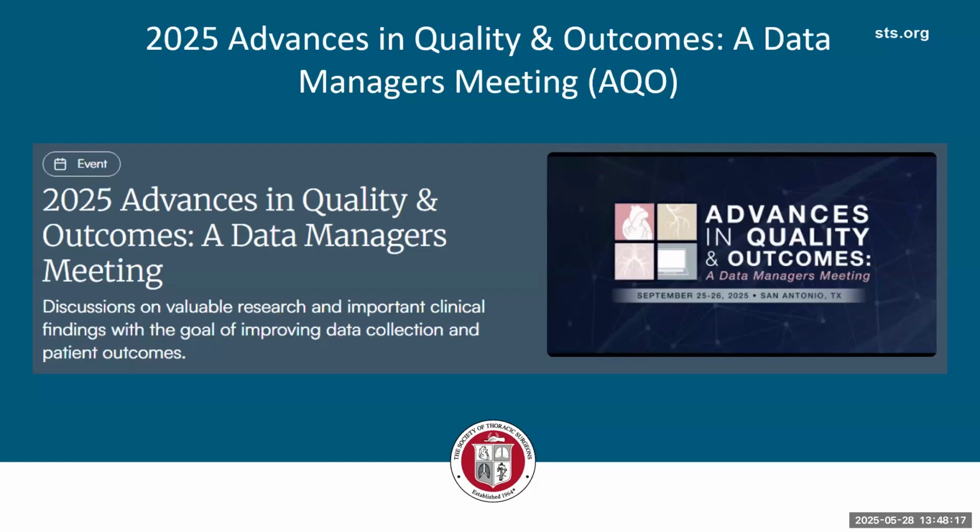All right. So I guess with that, we're ready to talk about AQO. The 2025 Advances in Quality and Outcomes, a Data Managers Meeting, otherwise known as AQO, is going to take place for Intermacs and PDMacs on September the 23rd. You can go to the next slide, Patricia.